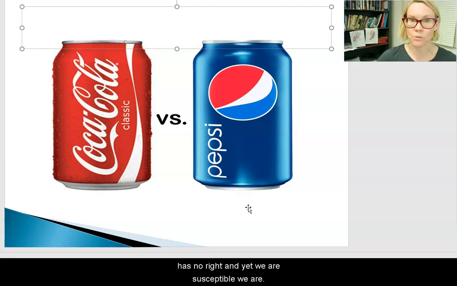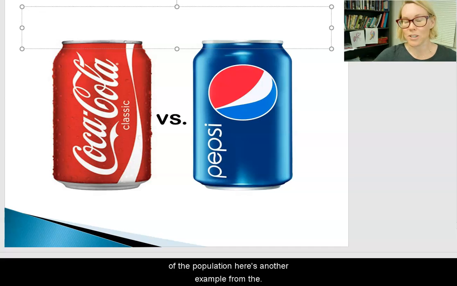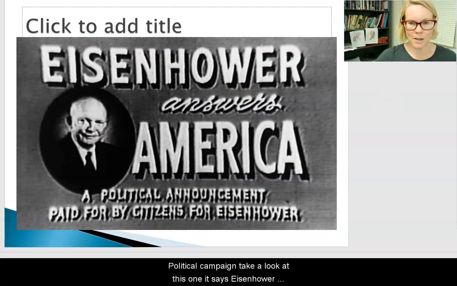It has no logic, right? And yet we are susceptible. That is an argument that works on a large percentage of the population. Here's another example from past political campaigns.